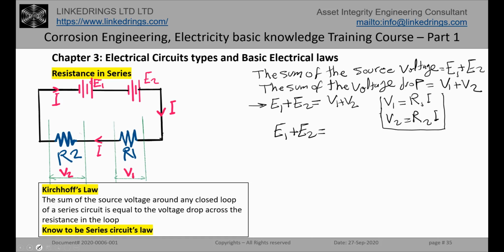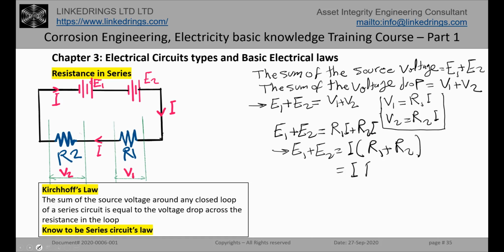That means E1 plus E2 equal to R1I plus R2I. I will take I as a common factor: I times (R1 plus R2). R1 plus R2, I could call it the summation of the electrical resistance, R total. So R total equal to R1 plus R2. When I have electrical resistance in series, the total resistance will be equal to the summation of the resistances connected in series.